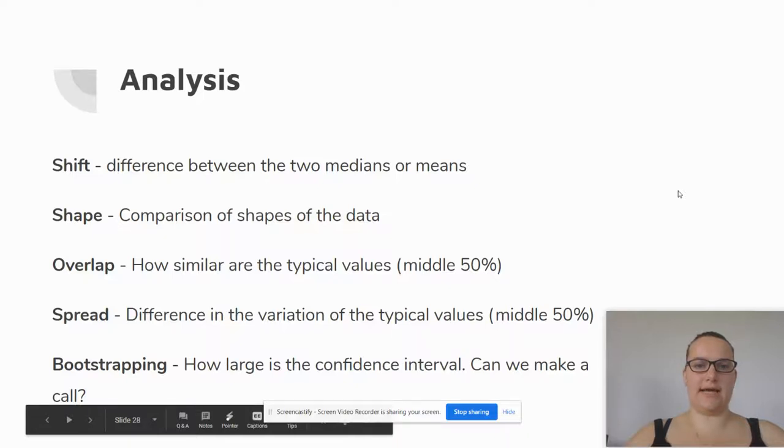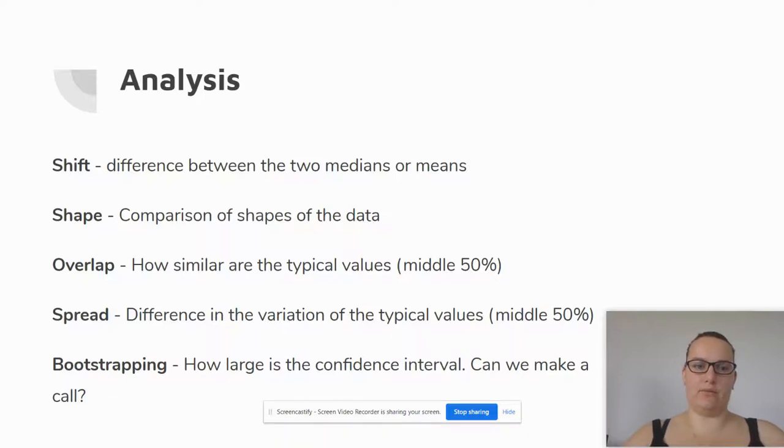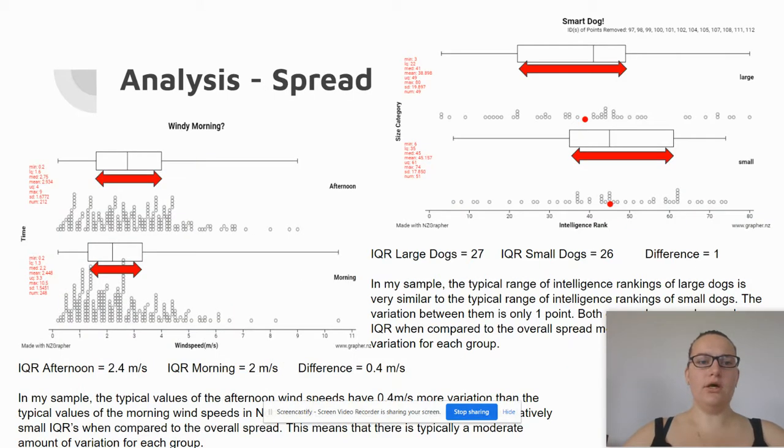So the last thing we're going to analyze of our original box and whisker graphs is the spread. The spread looks at the difference in the variation of the typical values. So remember, typical values are the middle 50%. So when we're looking at the spread, we're looking at the physical size of the boxes. What is the range of these boxes?